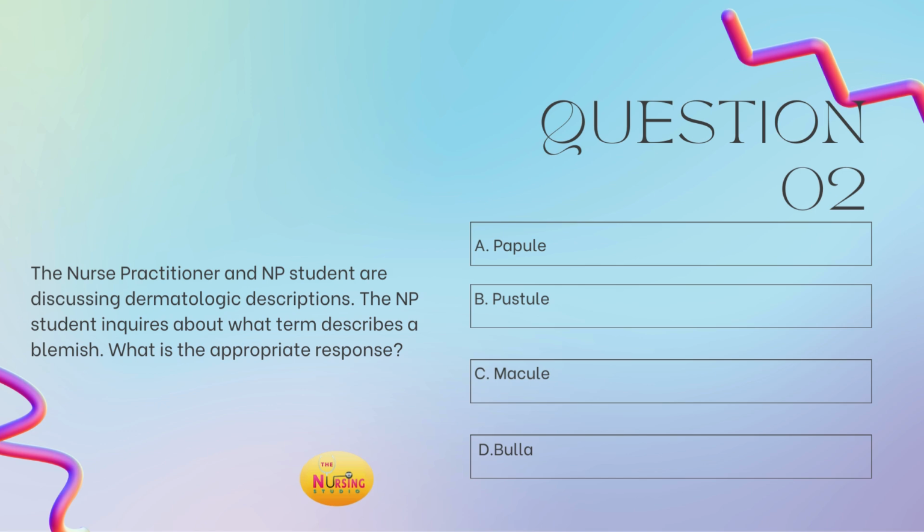So, a blemish is best described as C, a macule. And if you look at any of my derm videos, I do my Brittany's Brilliance on macule, and I say I think about MAC makeup, because you use your MAC makeup to cover your blemishes. Okay, so the best answer here is C, macule.